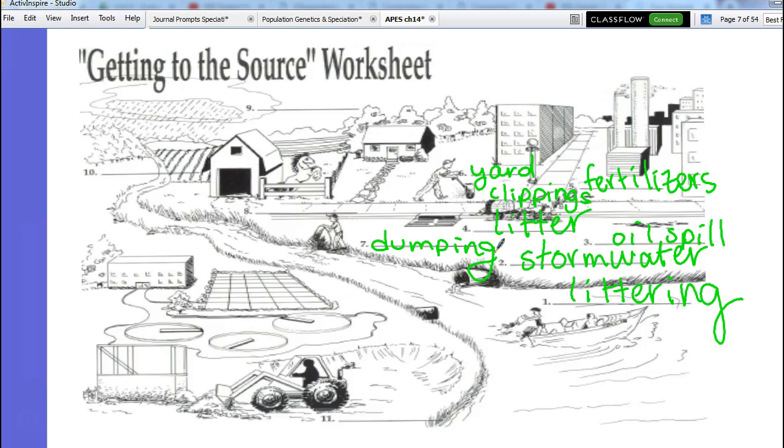Eight, we've got a sidewalk, right? So we've got runoff, right? Runoff from the water. These are all non-point sources. Yep, they're all non-point sources.